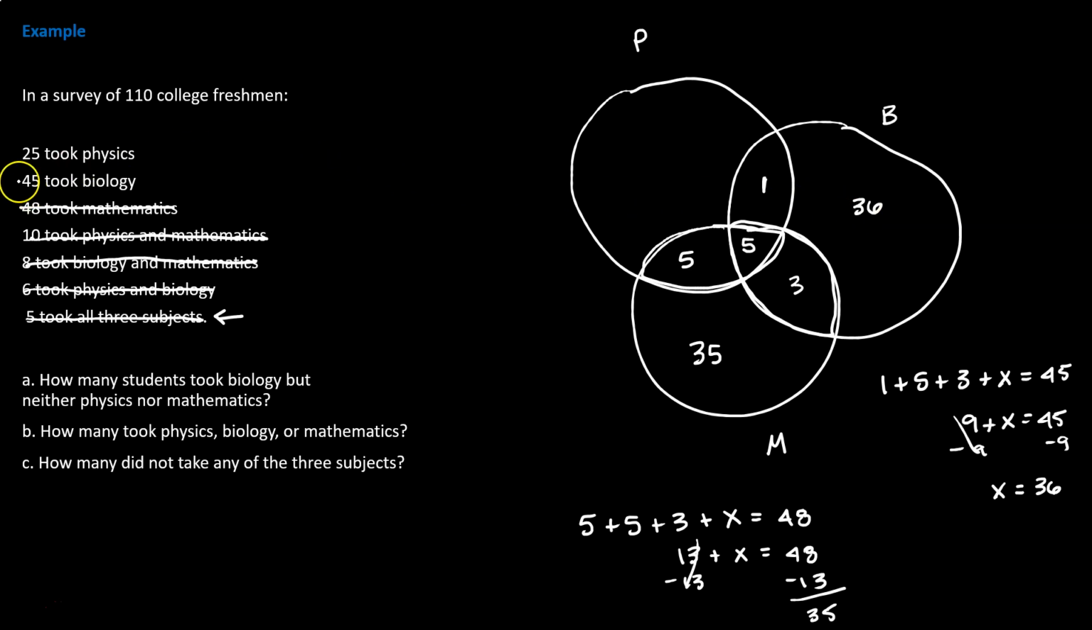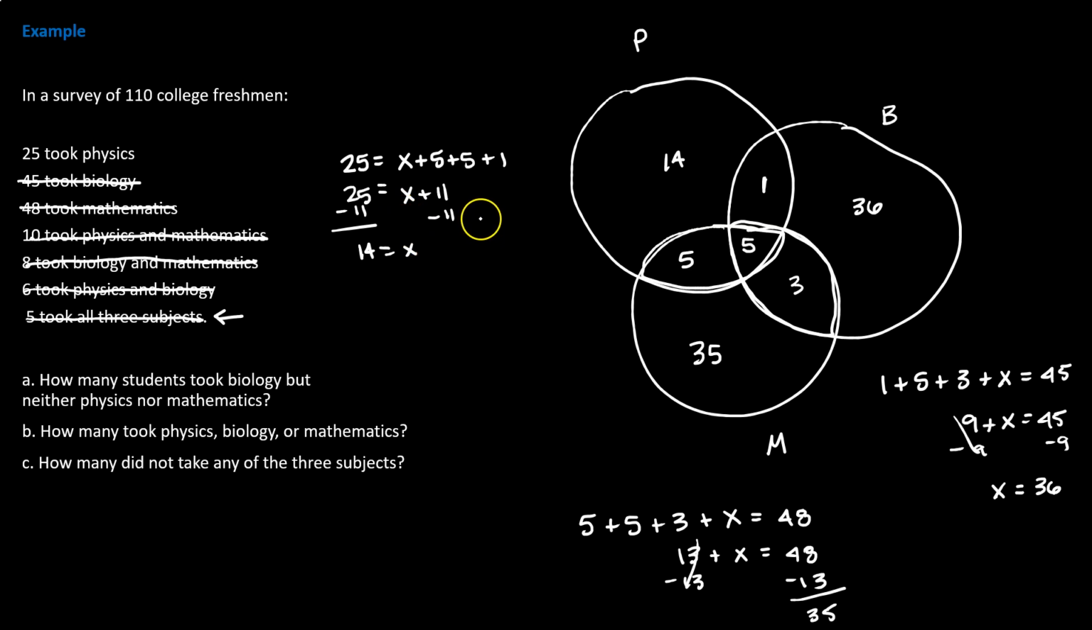Then we have one fact left, which is 25 students took physics. So we'll repeat the process, put a placeholder for the number that we're looking for. We know 25 needs to equal X plus 5 plus 5 plus 1. That ends up saying 25 is equal to X plus 11. Subtract 11 from both sides. We get 14. So there are 14 students who take physics but do not take biology or mathematics.